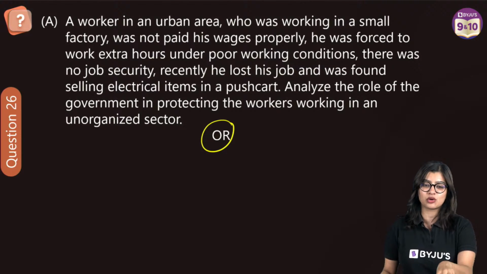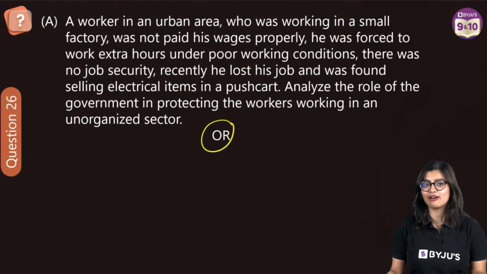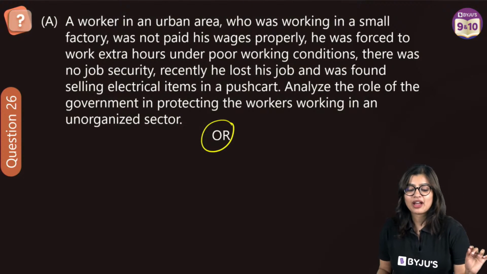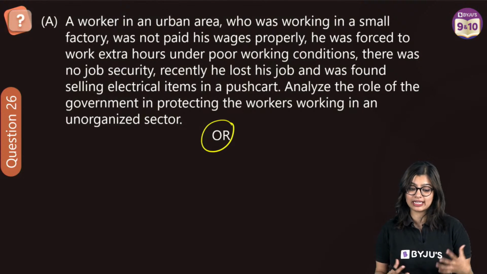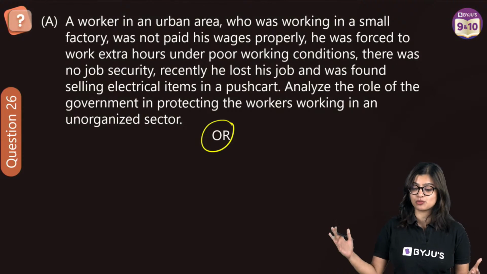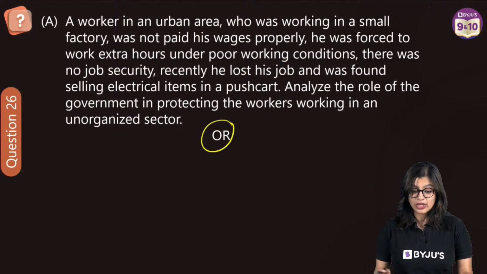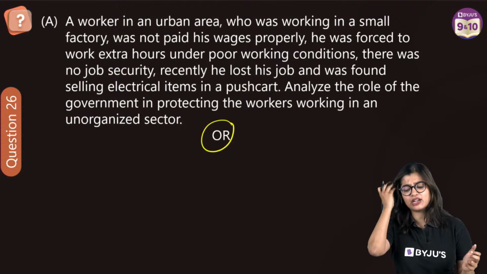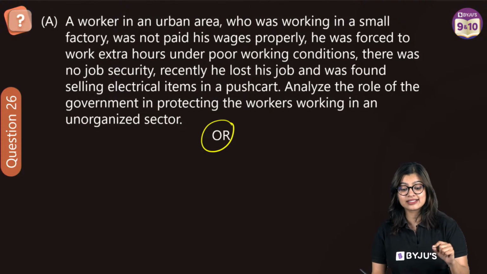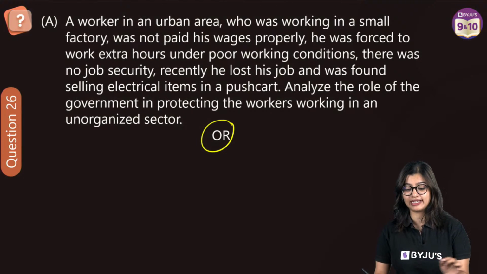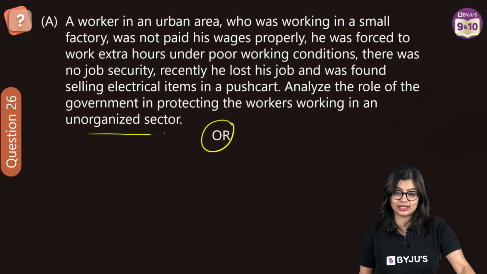Now here, this question is a little bit weird, okay? I'll tell you why. Not weird, it's a little indirect. A worker in an urban area who was working in a small factory was not paid his wages properly, and he was forced to work extra hours under poor working conditions. There was no job security, and recently he lost his job and was found selling electrical items in a pushcart. Analyze the role of the government in protecting workers working in an unorganized sector.